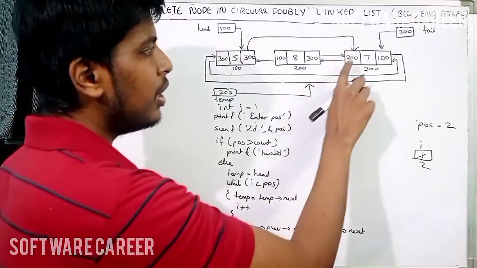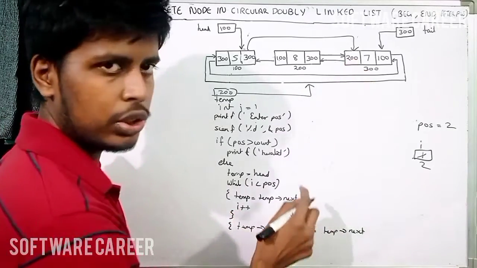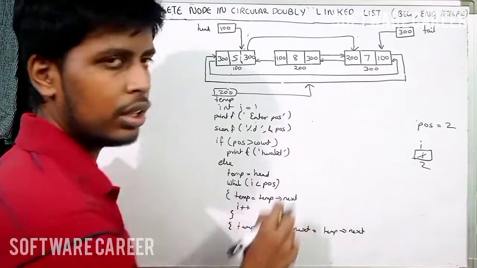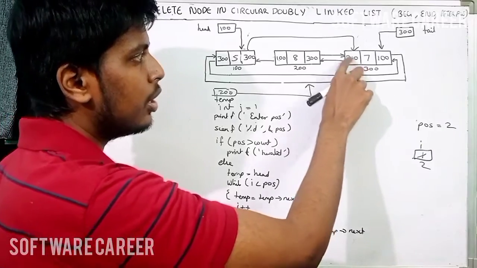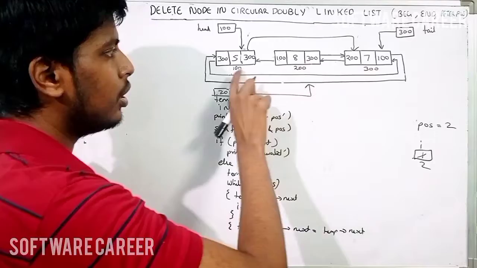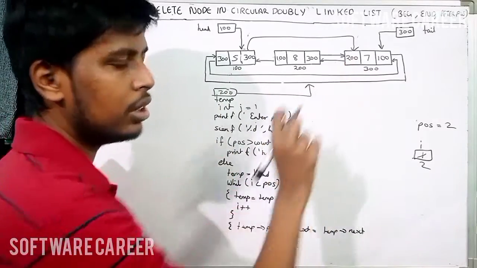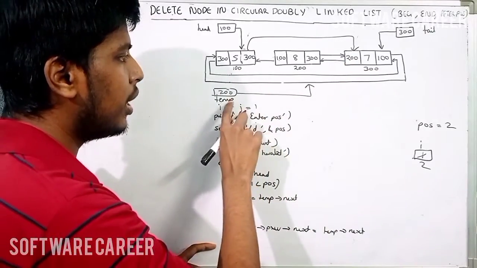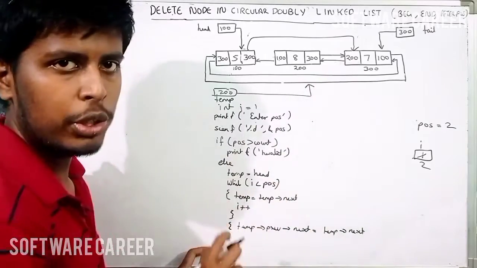Now see, same way I should update this value also, this previous pointer of node 300. Now in this pointer I should store the address of previous node. Now if you delete this node, now previous node of 300 will be 100. So I should store 100 in this pointer. How to do? How can I access by using temp pointer? This pointer how I can access?